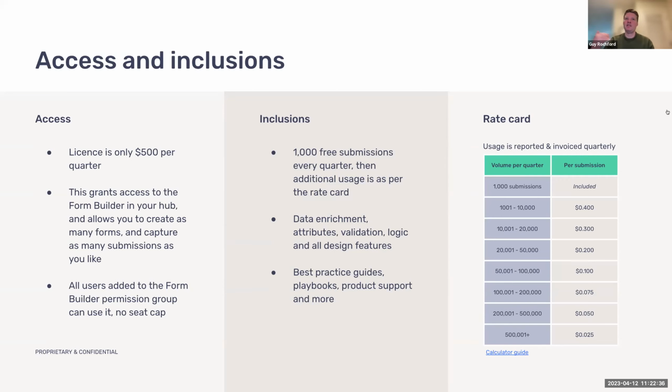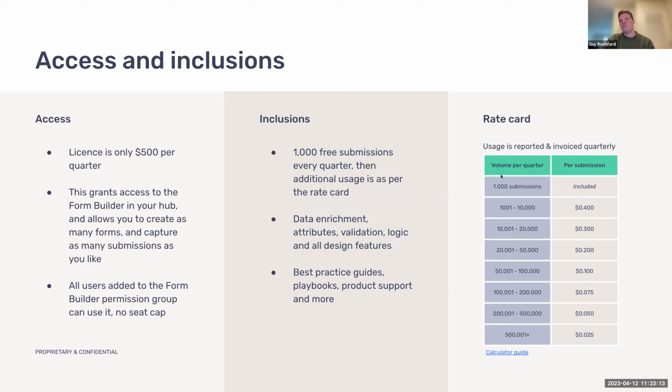So when we talk about a submission, that's a customer or prospect submitting a form and hitting that submit button, and that data being then pulled back into the Lexer CDP and enriched. So every quarter you get 1,000 free submissions as part of your $500. And what that covers is the data enrichment, all the attributes that are built off the back of forms, the built-in validation and the logic, and all the design features I show you today are all available for all users. There's no limits. And also access to our best practice guides and playbooks and support and everything like that.